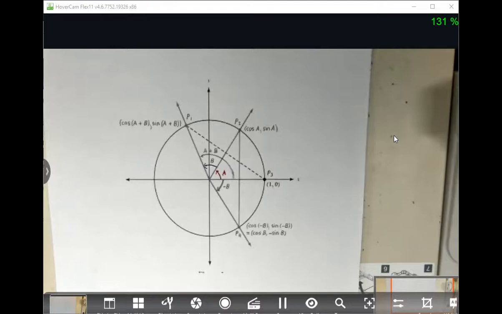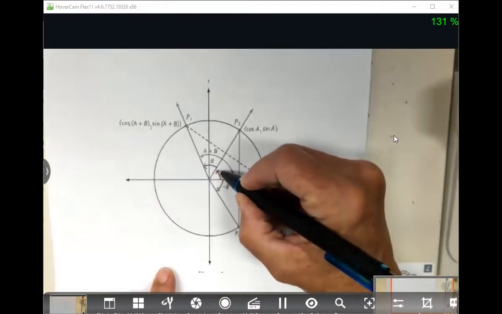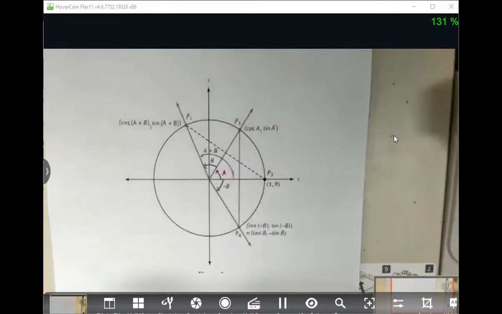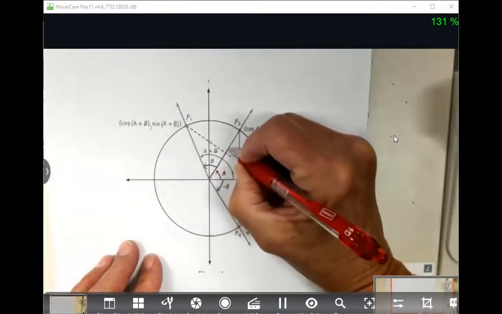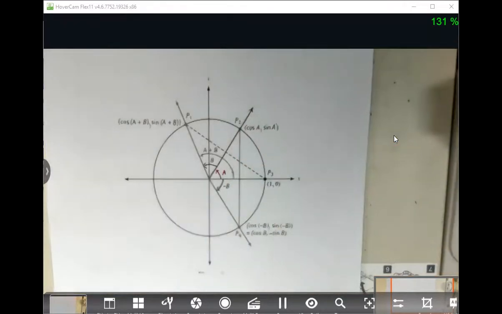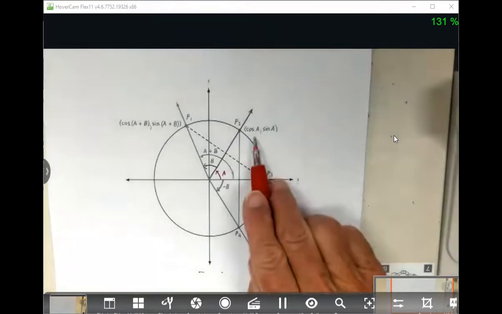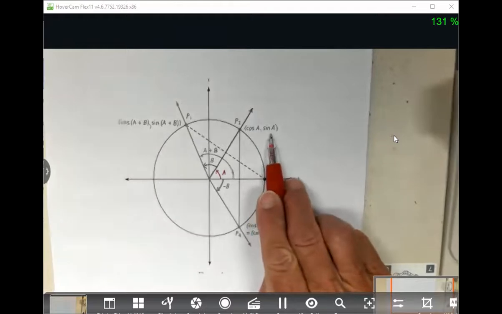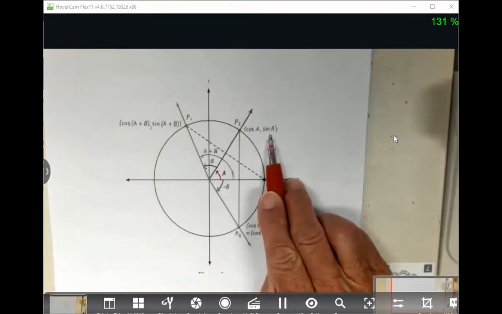Once you have that circle drawn, let's construct angle A to be an acute angle. I'll do it in red here. Angle A is an acute angle that intercepts that circle at the point I've labeled P2. Remember that on the unit circle, the x coordinate is the cosine of that angle, and the y coordinate is the sine of that angle. So the ordered pair for point P2 is (cosine A, sine A).